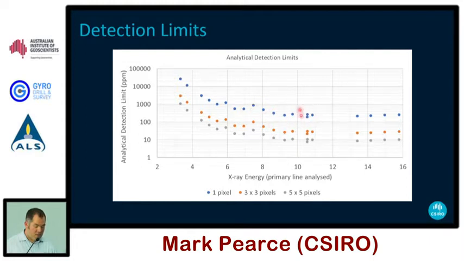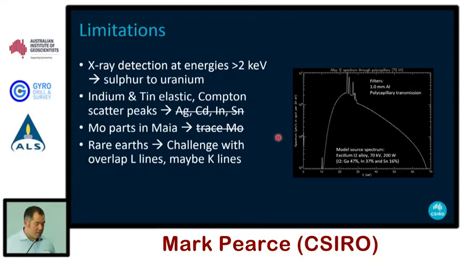Also, gold is up around here somewhere. For a single pixel, we're looking at several hundred ppm in terms of that limit of detection. In terms of the counting statistics, if we start binning pixels together, which we can do relatively well because we've got quite a fine detailed scan, then those detection limits drop down to a few tens of ppm and less for some elements. So there are a few limitations of this particular technique.